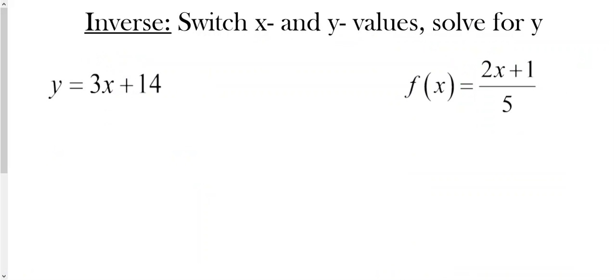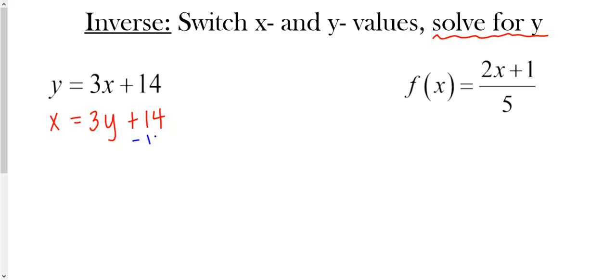We're also going to have to find the inverse of an equation. And we have the same process where all we do is switch our x and y. And this time, we have an added step of solving for y, so getting y by itself. So looking at my first example, y equals 3x plus 14. First thing I'm going to do is switch the x and the y. So it's going to say x is equal to 3y plus 14.